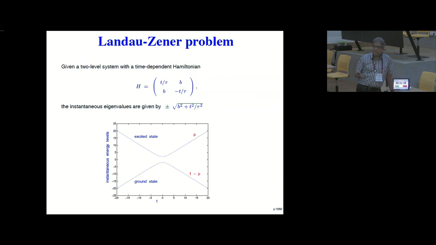When t goes to plus infinity, it's the other way. The ground state is (0, 1) and the excited state is (1, 0). So we want to know, if you start in the ground state at minus infinity, what is the probability p of going to the excited state at plus infinity and the probability 1 minus p of remaining in the ground state at plus infinity? These two are actually separated by a gap, which is 2b. Right? At time t equal to 0, there's this gap.